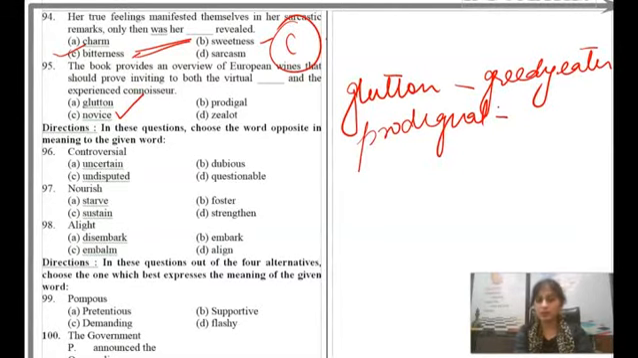Zealot comes from the word zeal. Zeal means something like ziddi, you can say a junoon kuch kaam karne ka, that is zeal. So zealot means a person who is uncompromising towards his thoughts, towards his religion, and any of the things which he is doing. That is called a zealot. So this is question number 95. Next comes question number 96.